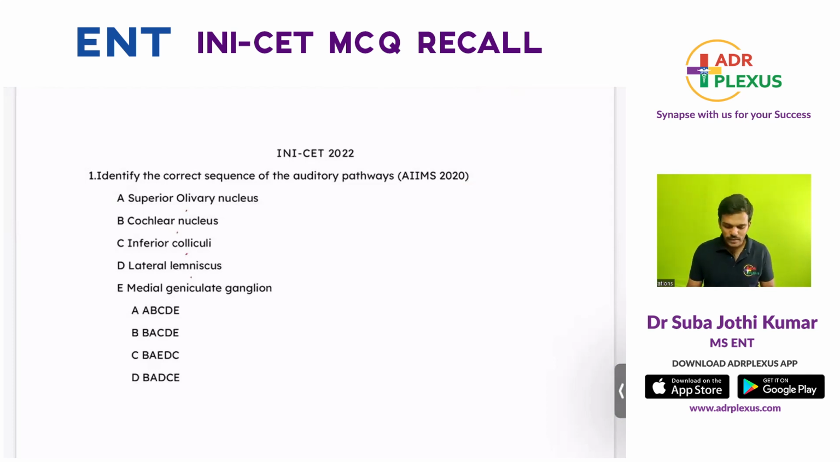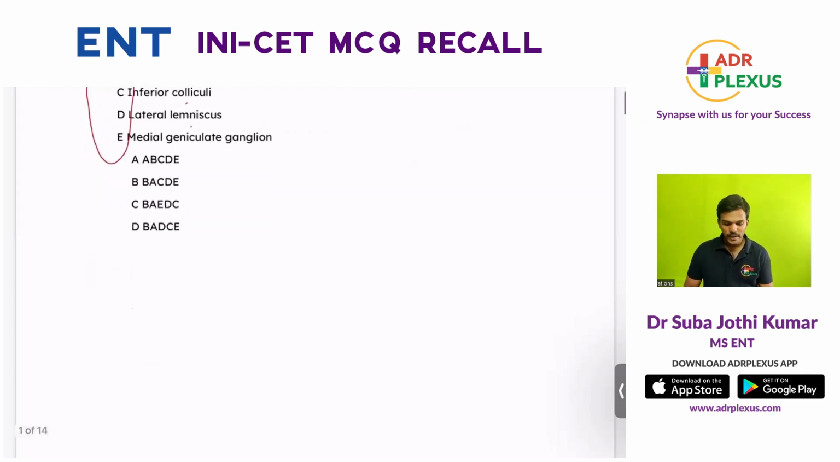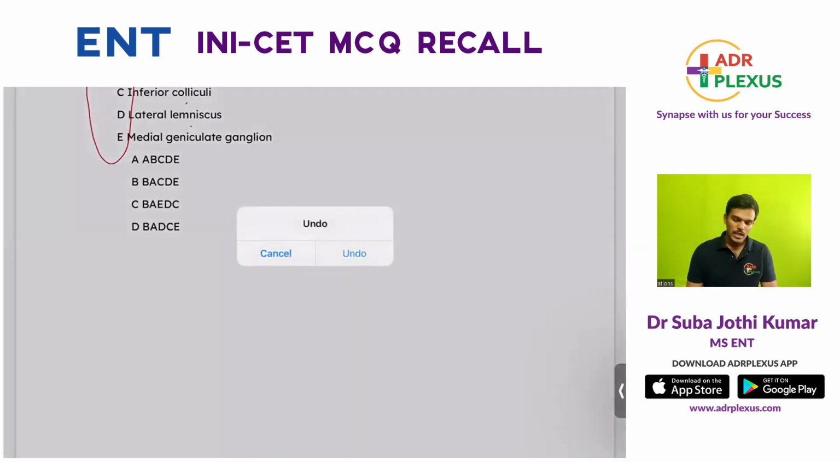First, we'll start with this question. This was the easiest question in ENT. It was a previously asked question that was asked in AIIMS 2020. So identify the correct sequence of auditory pathway. The pathway has been given in the form of A, B, C, D, E. So we have to make the correct sequence of this auditory pathway with the options that have been given. So first we start with how the auditory pathway will be there.